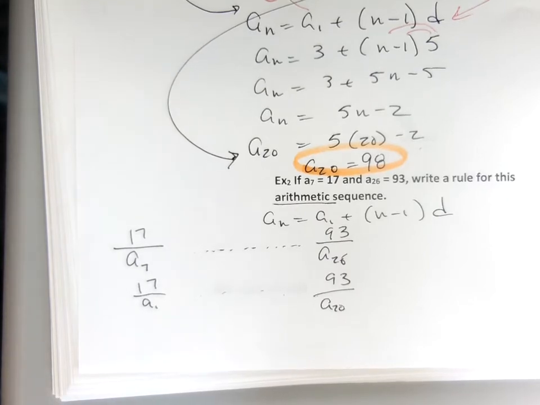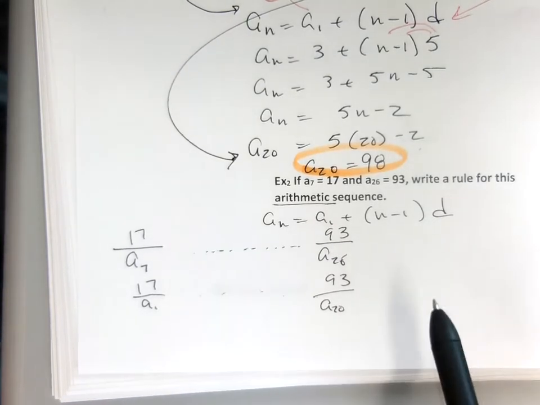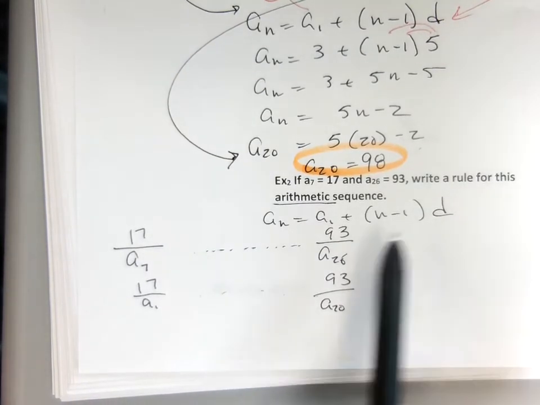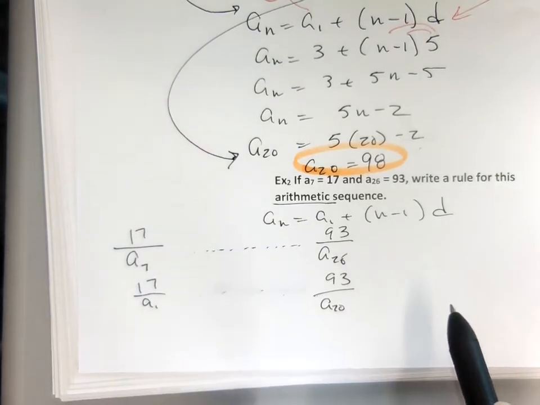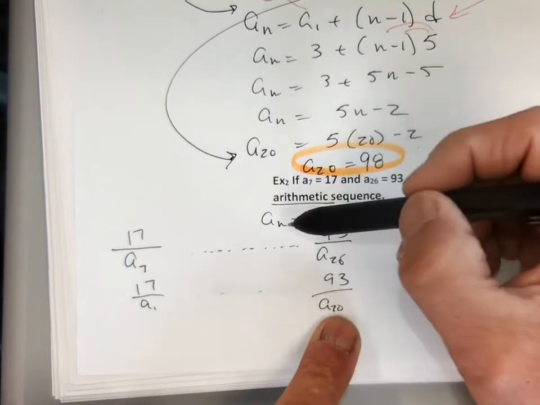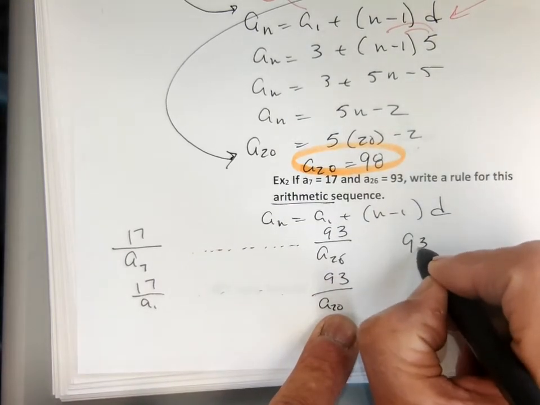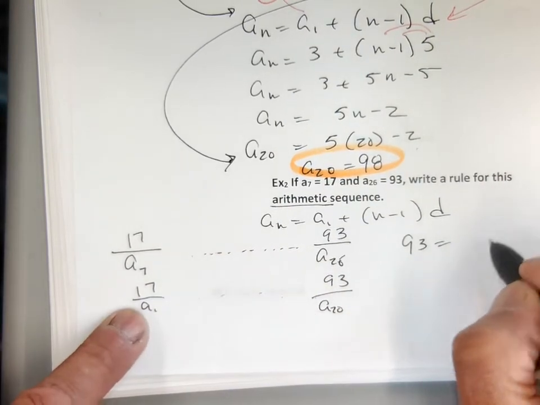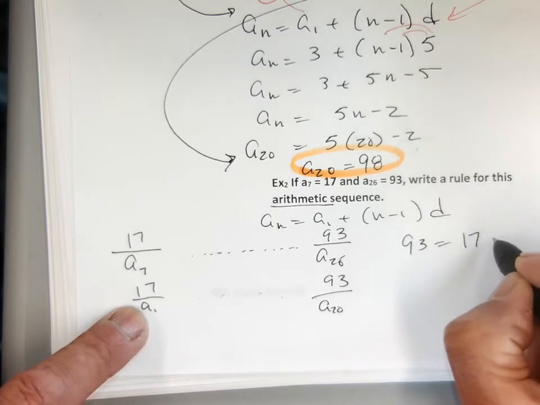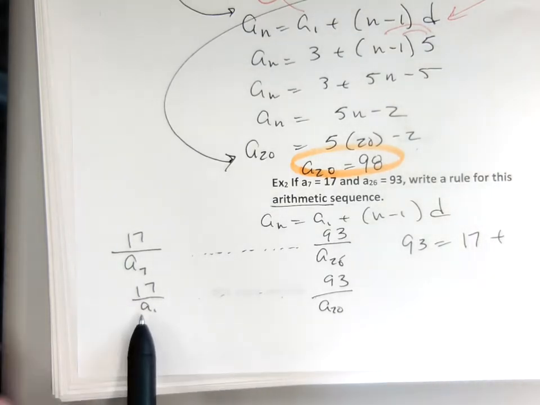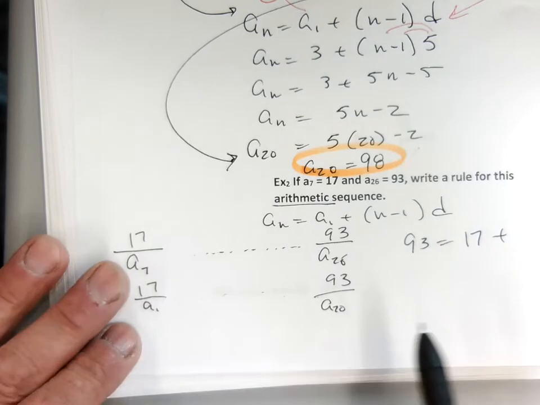So what I want to do with our formula is let's find the value of D first. And we can get the value of D. So I'm going to use my formula by calling this one A20 is going to be my last term. So I'm going to go 93 equals A1, which is called 17, plus, well, how many terms would I have? I have 20 terms, right?